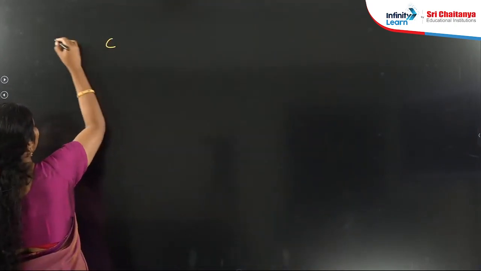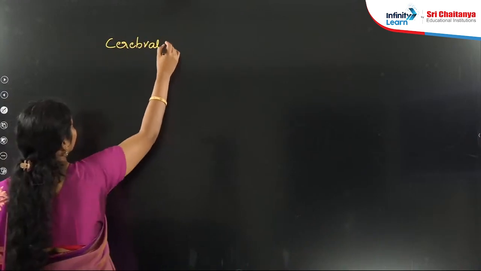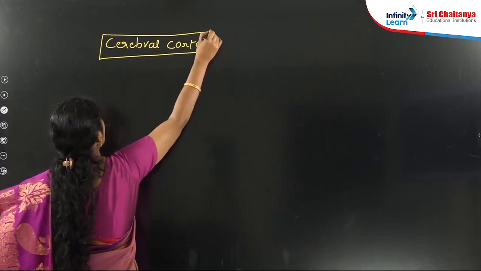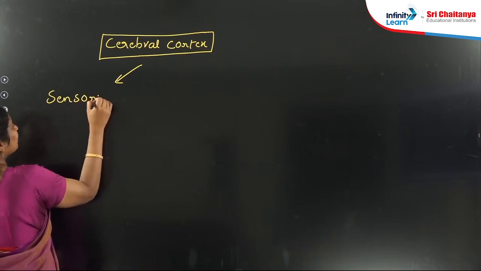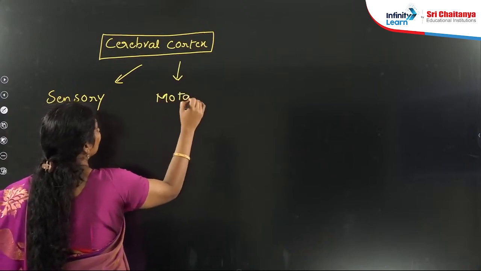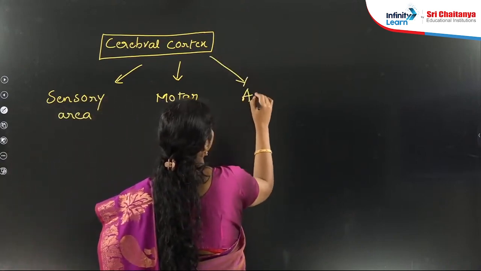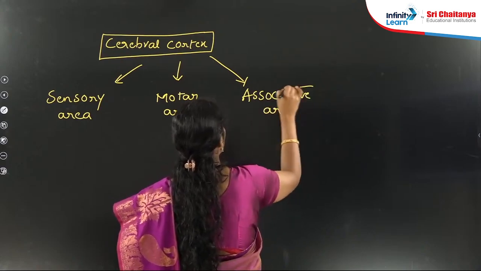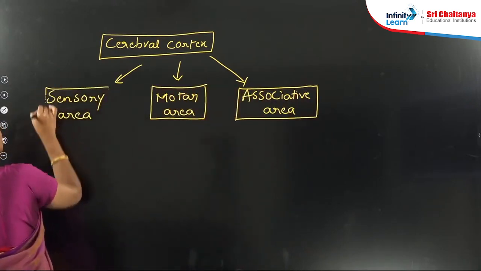Next, what is the role of the cerebral cortex? This is an important point. The cerebral cortex has three regions. What are those three regions? One is the sensory area, the second one is the motor area, and the third one is the associative areas. Motor area, sensory area, as well as associated areas.